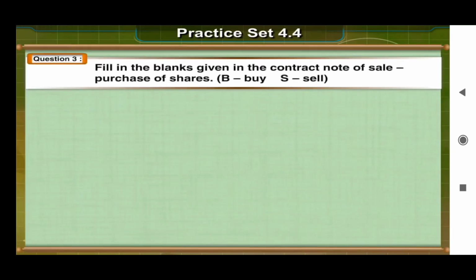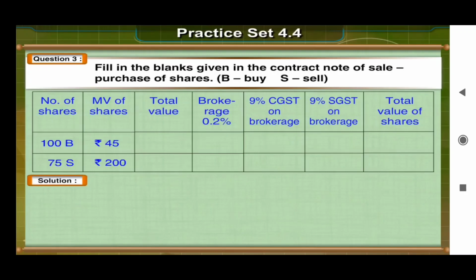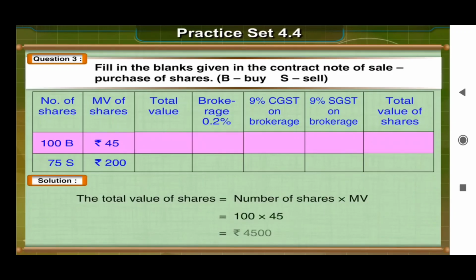Question 3. Fill in the blanks given in the contract note of sale purchase of shares. Here, 100 shares are bought. The market value of a share is given to be rupees 45 per share. Therefore, the total value of shares is equal to number of shares into market value, that is equal to 100 into 45, that is equal to rupees 4500.